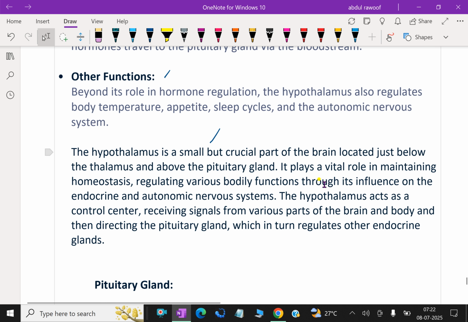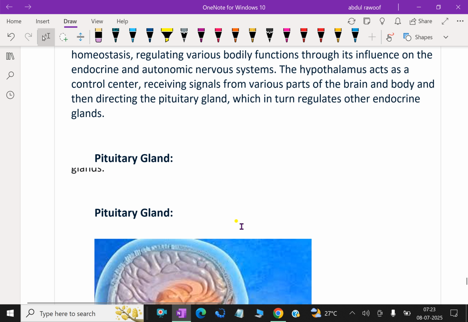It plays a vital role in maintaining homeostasis, regulating various bodily functions through an influence on the endocrine and autonomic nervous system. The hypothalamus acts as a control center, receiving signals from various parts of the brain and body and then directing the pituitary gland, which in turn regulates other endocrine glands.